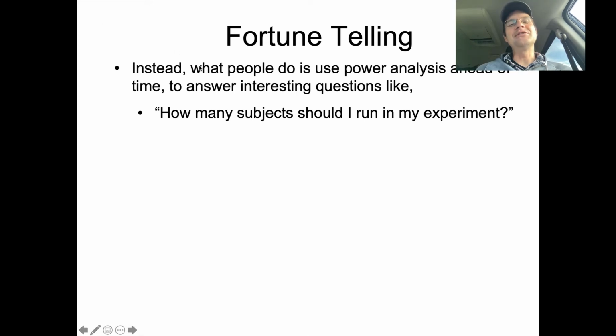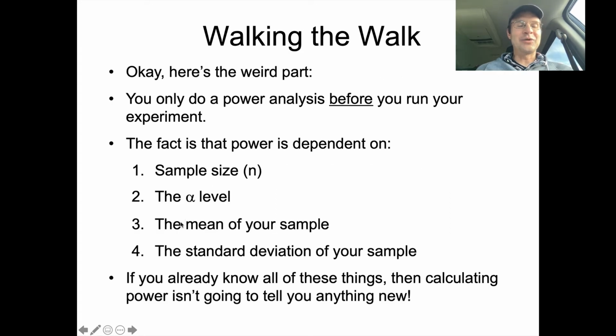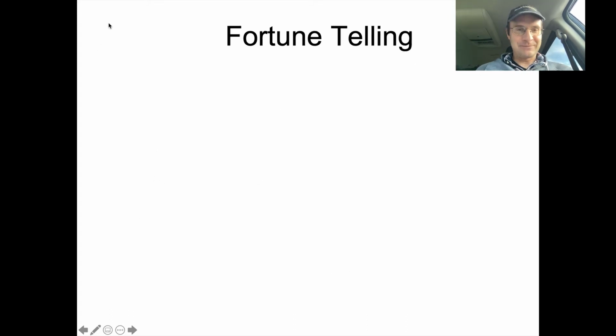So what people do is use power analysis ahead of time to answer questions like, how many subjects should I run in my experiment, which is a question I get from students all the time in this class. And I'm sorry that I'm giving you such a long, convoluted, and complicated answer, but this is how you answer the question. So the only way we can answer this question is by, unfortunately, taking shots in the dark as to what the mean and standard deviation of the actual population distributions are going to be. So we have to guess what the values of 3 and 4 are going to be before we actually find out what they are. And by doing that, we can come up with a reasonable number for n before we run the experiment.